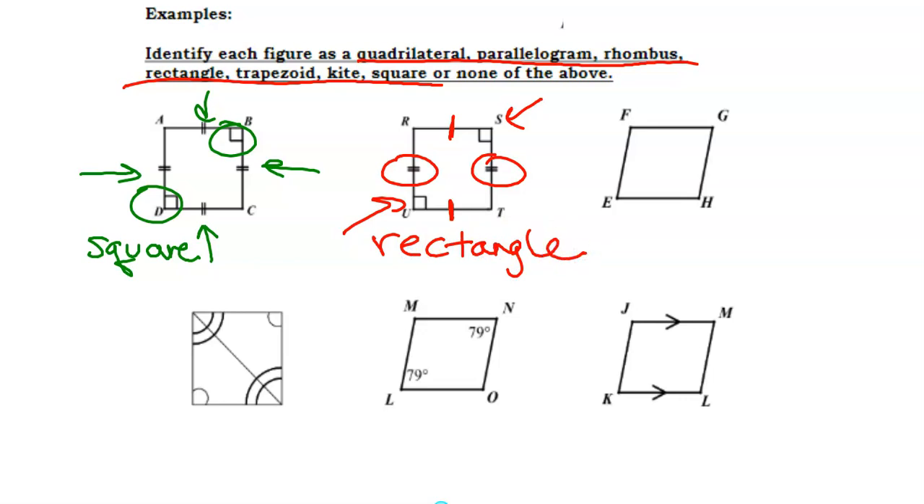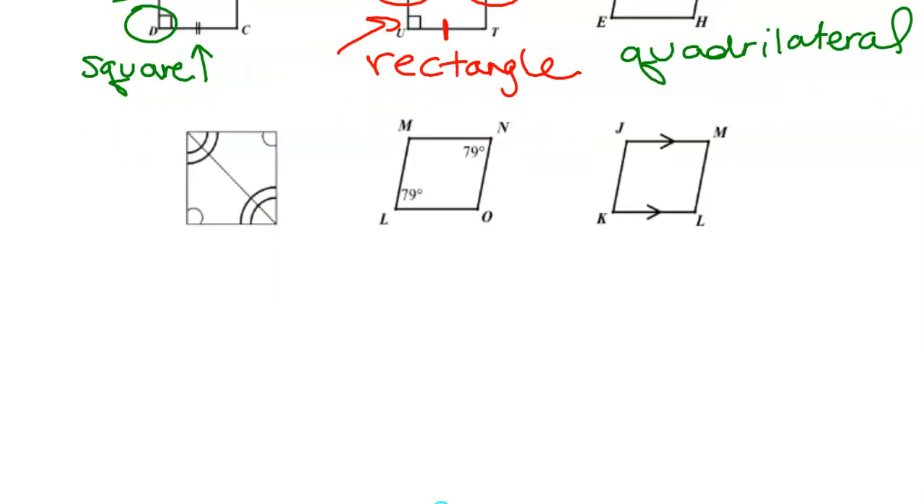Okay. All right, the next one. Is there any identifications? Is there sides? Is there angles that are identified? No. So all we can say it is a quadrilateral, because there's no other information that we can talk about.